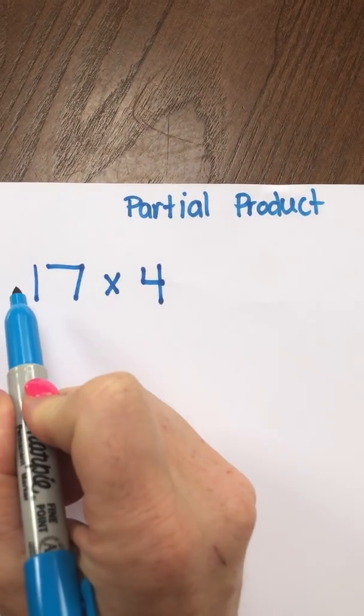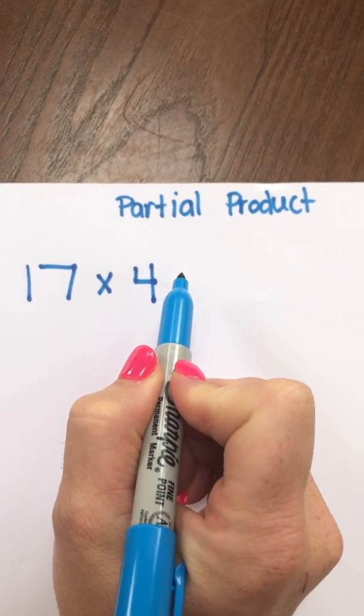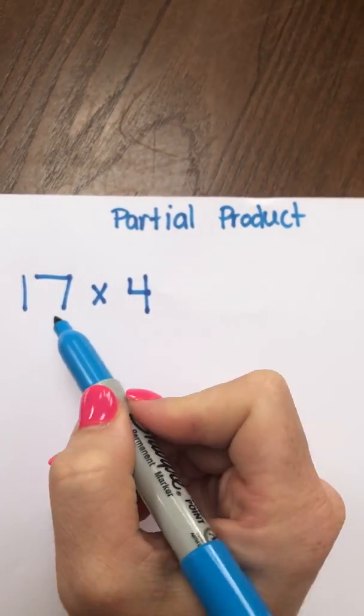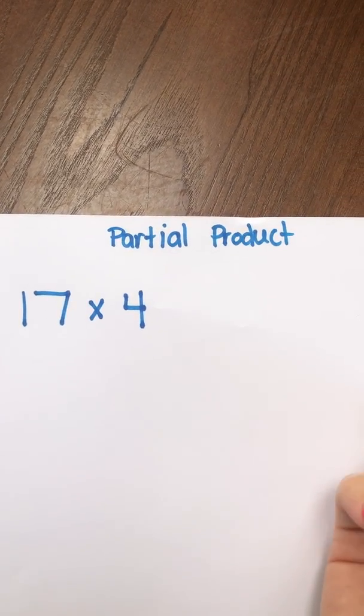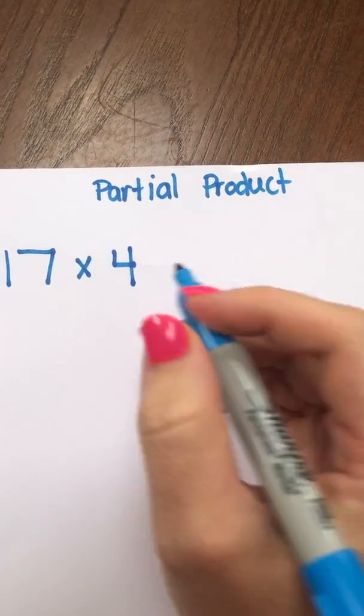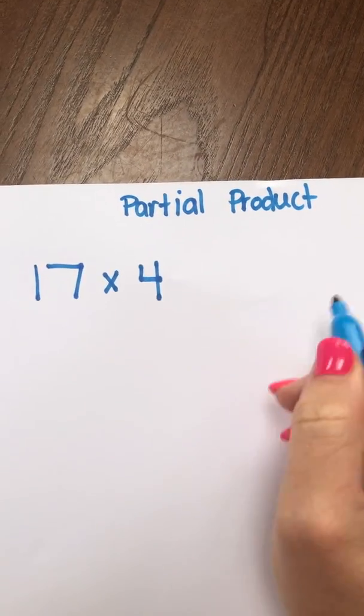When I write out my questions, I like to write them horizontally, because if we write them vertically, then our students are more likely to expect to use the standard algorithm, and I don't want them to feel that way. So what I do is I write it horizontally.